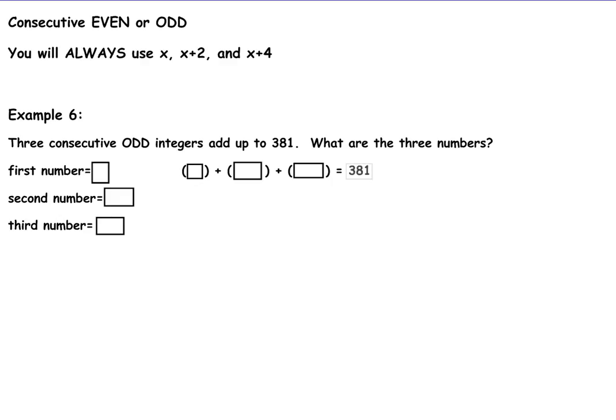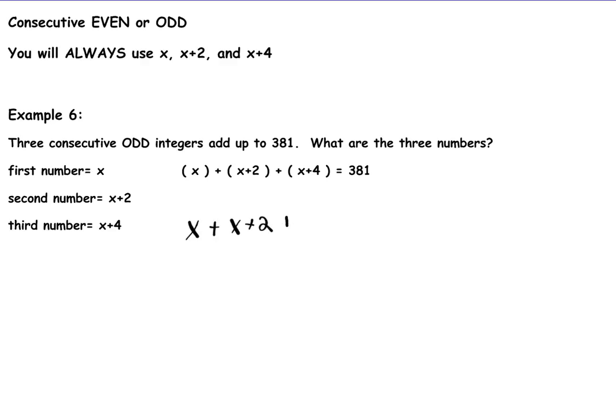I know what my total is going to be. My first number is always x. My second number is x plus 2, and my third number is x plus 4. Put those into my little boats. Okay, we're going to simplify. And we'll collect like terms.